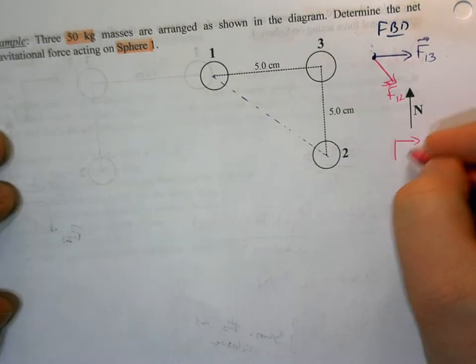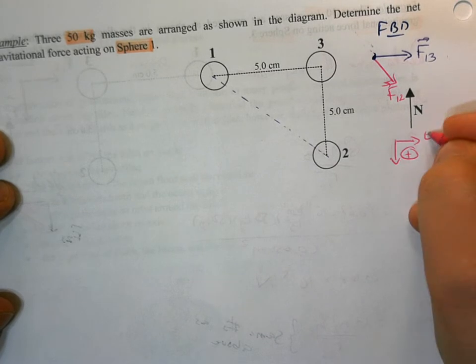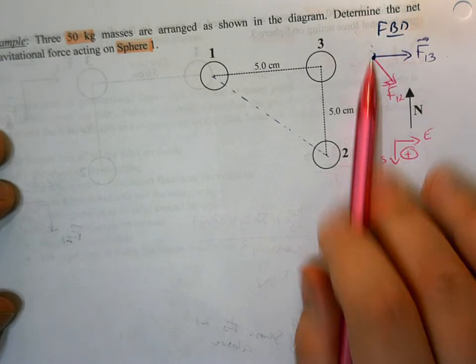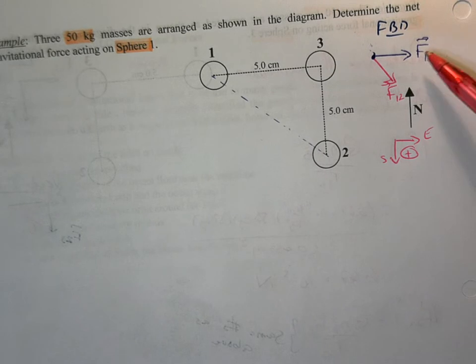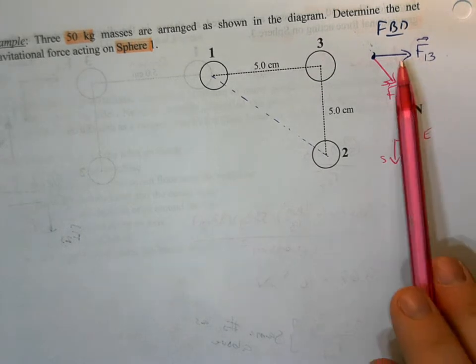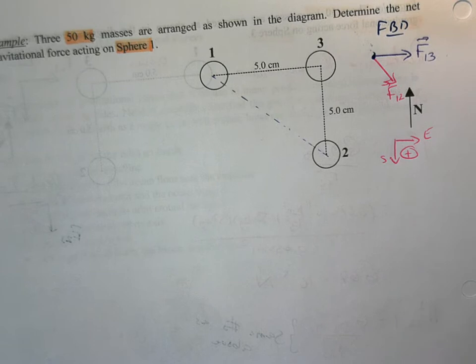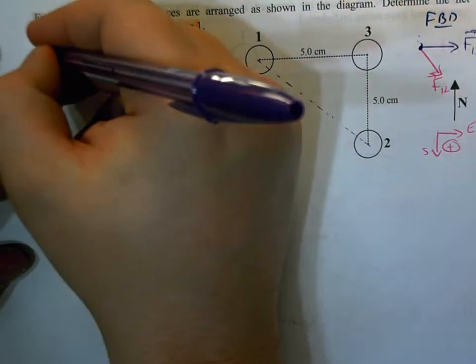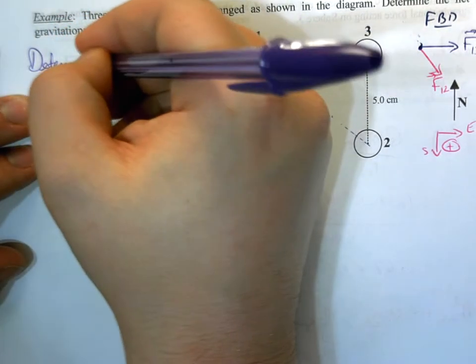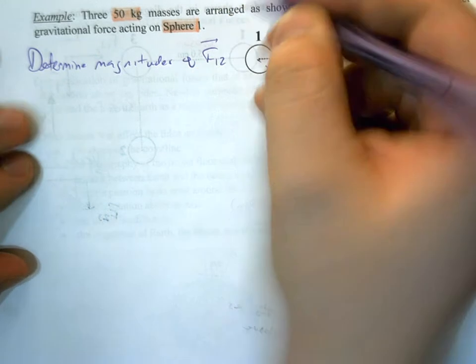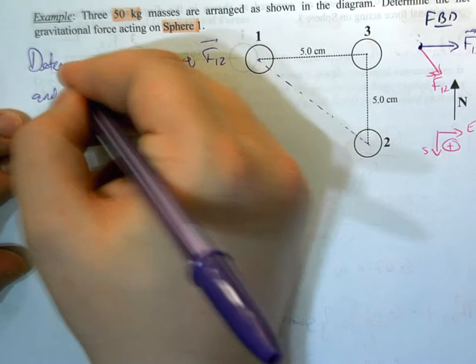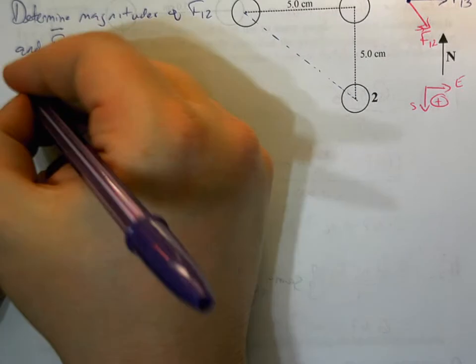So for this, I'm going to call east and south to be positive, because I only have forces going in the east and south direction anyways. So we want to find the net force acting on this object. First of all, we need to find the magnitudes of these forces. Now, F13 only acting in the x direction or the east direction, that's easy enough. So we're going to determine the magnitudes of F12 and F13. So let's start with F13.